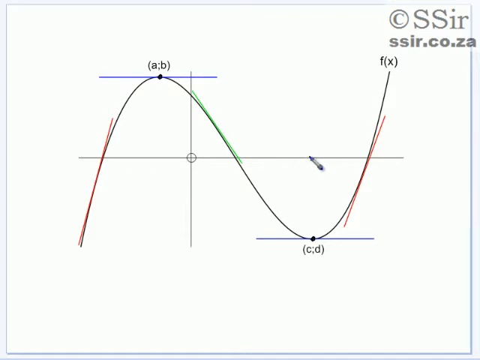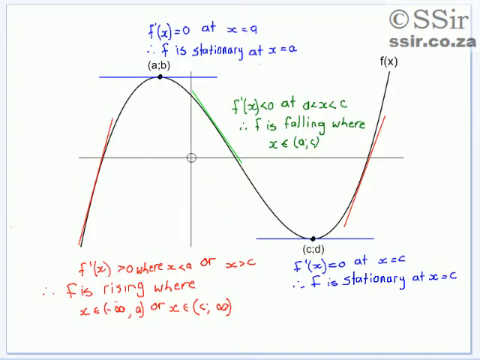This function also has two places where it is stationary. It is stationary where x is equal to a, as well as where x is equal to c.